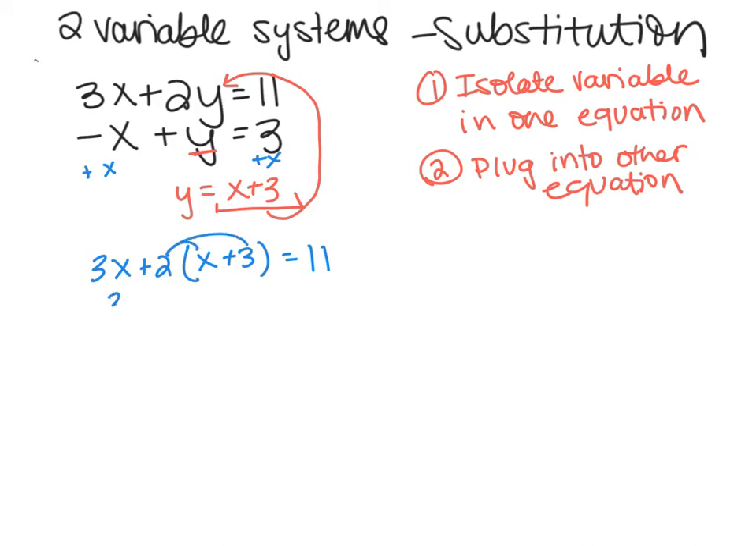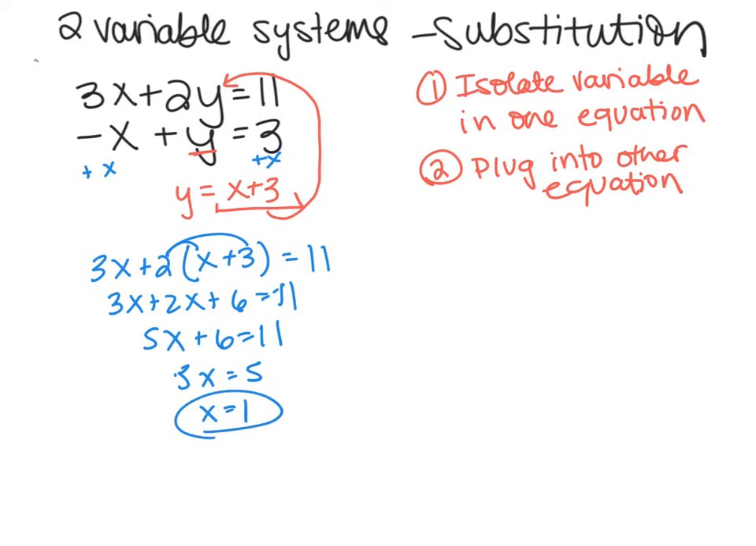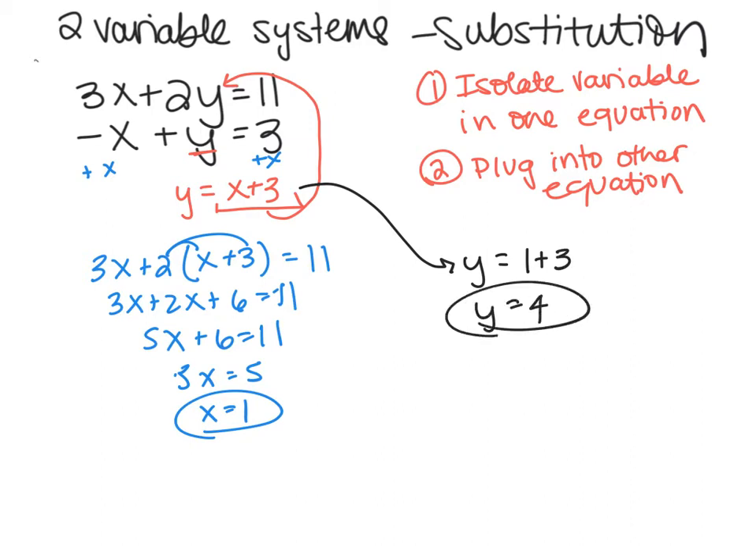So get rid of our parentheses. 3x plus 2x plus 6 equals 11. Not a negative there. 5x plus 6 equals 11. Subtract your 6 over. 5x equals 5, and x equals 1. So that's one of our variables. Now we need to go back up. We've already solved for y in terms of x, so it's really easy just to use that expression, or you can plug x into one of the equations. Plug this in, so we get y equals 1 plus 3, and y equals 4. So our solution to this system is the ordered pair 1, 4.